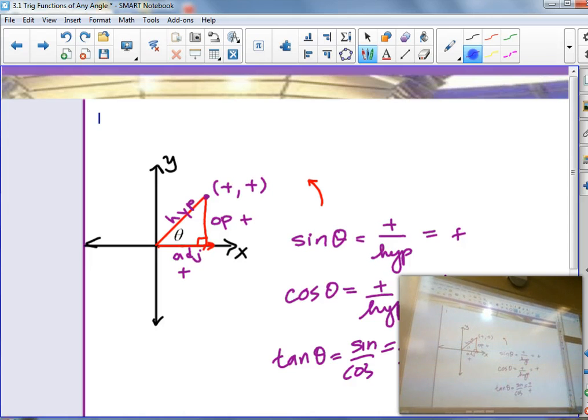But because both the sine and the cosine are positive, we know that the tangent is also going to be positive. So basically in quadrant 1, everything is positive.